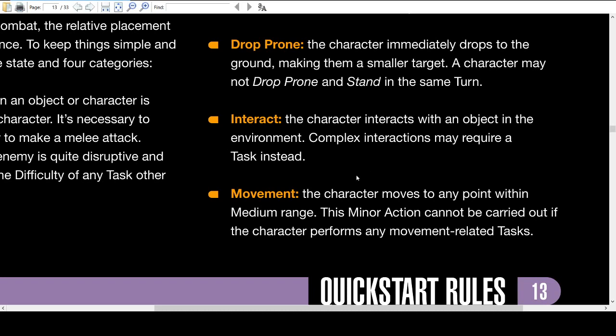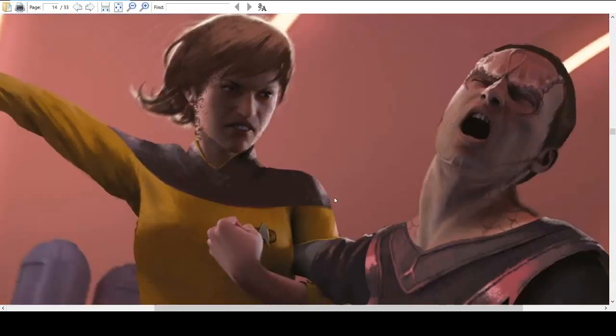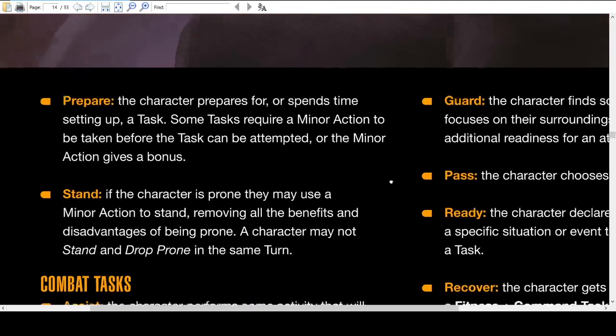So this is actually another interesting thought, because if you perform a movement related task, that actually means that you are effectively stopped from moving up to the medium range. So unless that movement related task actually brings you to the medium range, that could actually be a hindrance. So that's actually something interesting to keep in mind when designing a scene for combat. Yeah, there are some practical implications for doing so. Alright, so let's move on to the next one.